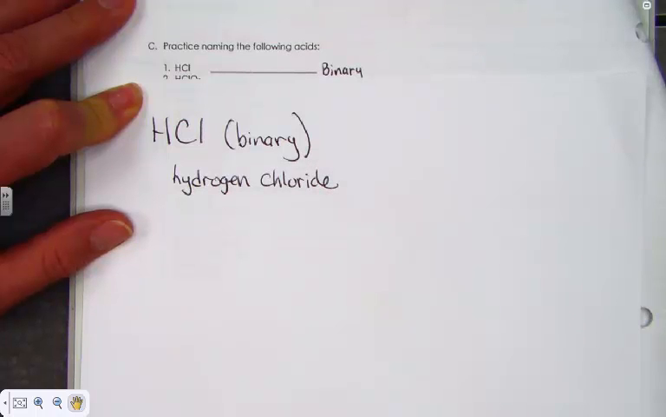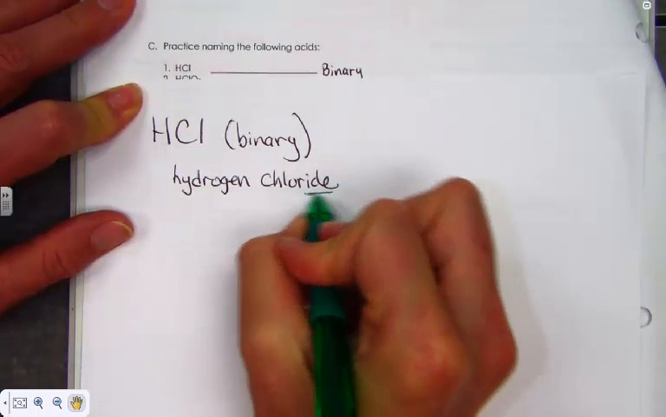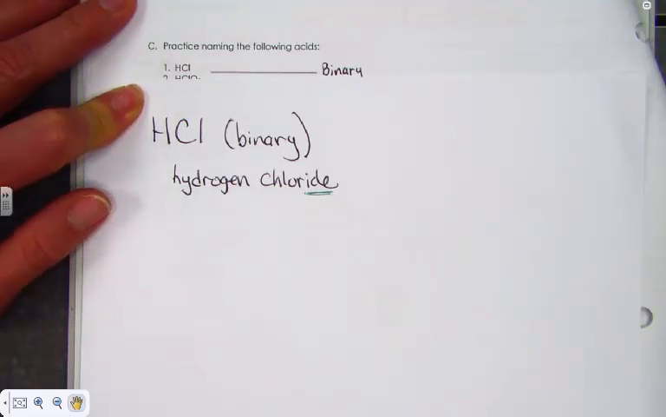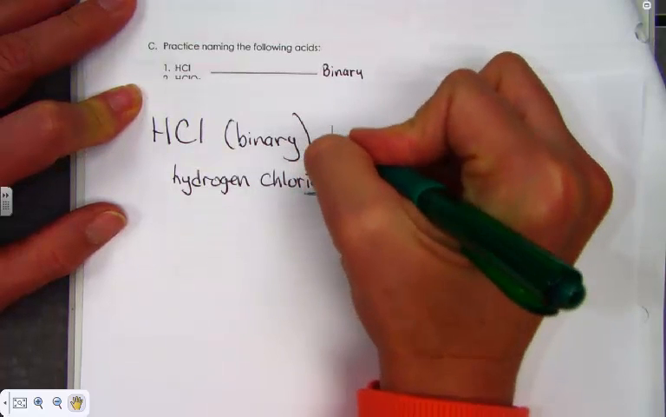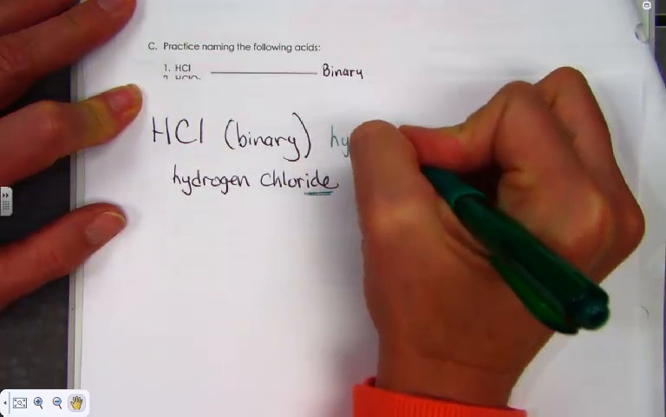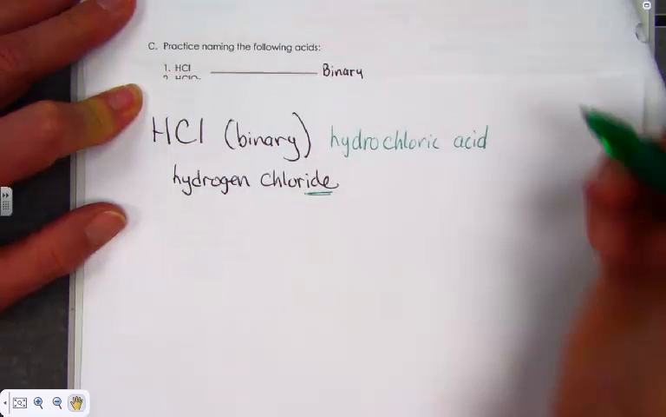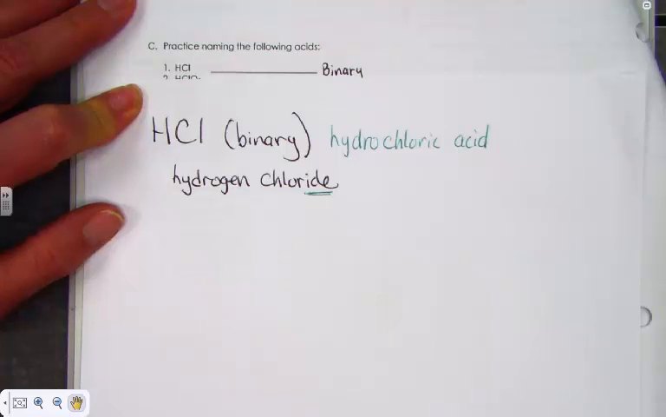But now let's name it correctly as an acid. If the original ending were IDE, we go hydro, root word, ic. This correctly is called hydrochloric acid. HCl, hydrochloric acid.